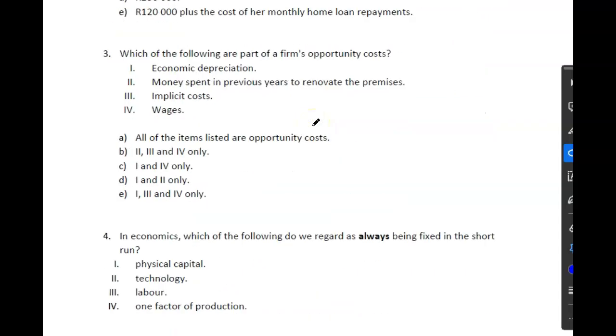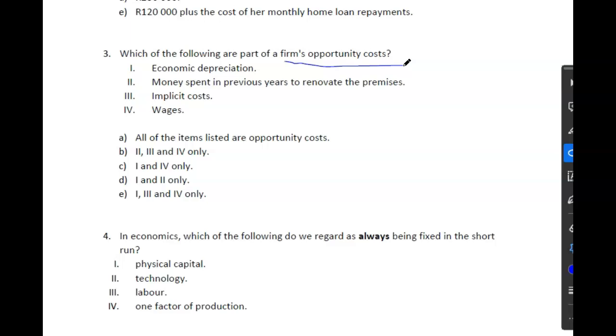Which of the following are parts of the firm's opportunity cost? Now, don't get confused about economic profit and accounting profit, how you work that out. They're just giving a general question. What's an opportunity cost of a firm? Opportunity cost of a firm is when the firm gives up something.